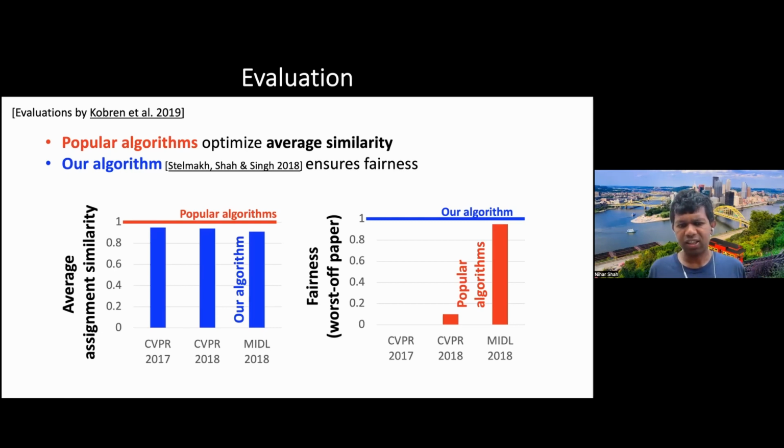So overall, we see that our algorithms do well in terms of fairness, which is not surprising since we are optimizing for that. But they also do quite well on the average assignment similarity. So you're getting the best of both worlds. And our algorithm is used in practice. It's implemented in conference management systems and so on.